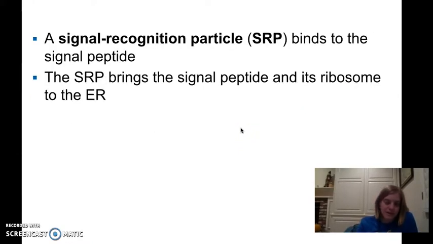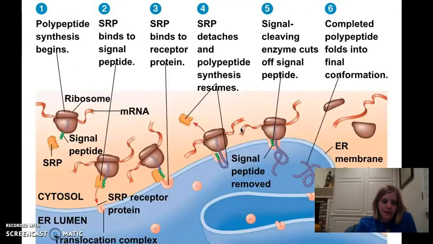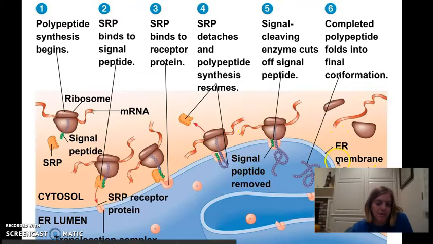And so in this case, the signal sequence binds to the signal peptide. It's like a short stretch of amino acids that tells where a polypeptide or protein belongs and tells it where to go. So if there is no signal sequence, then the protein will stay in the cytosol where it was formed. But if there is a signal sequence, that will tell it to go somewhere else, for example, the endoplasmic reticulum.